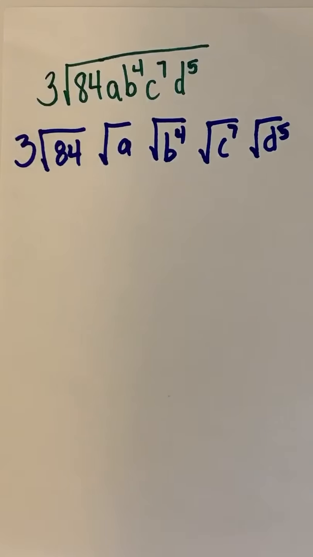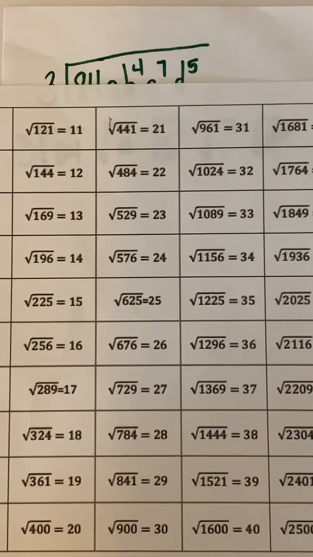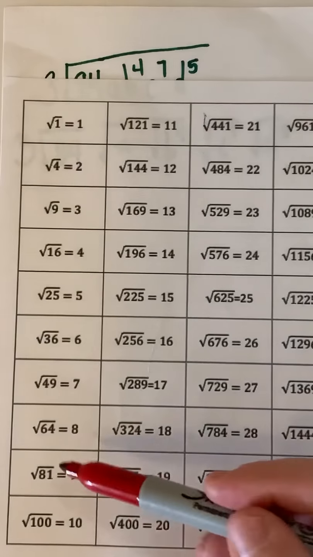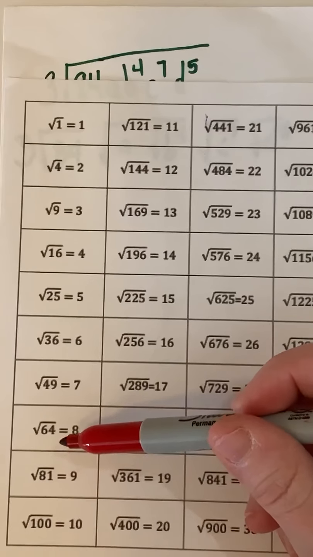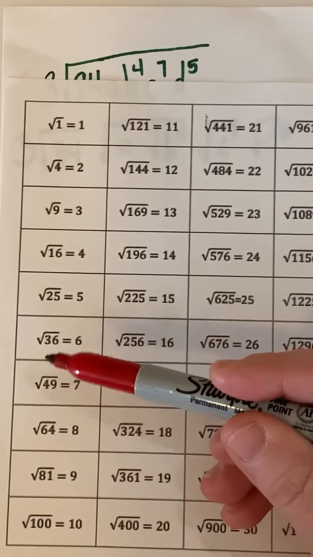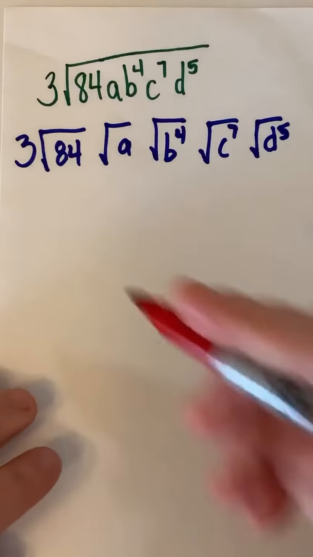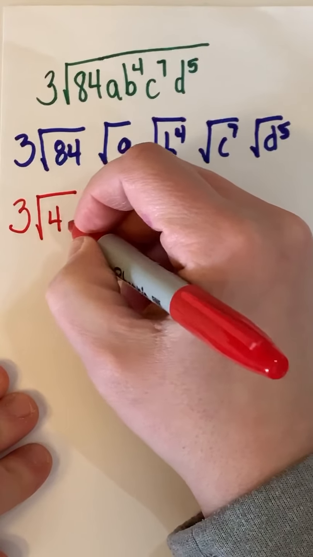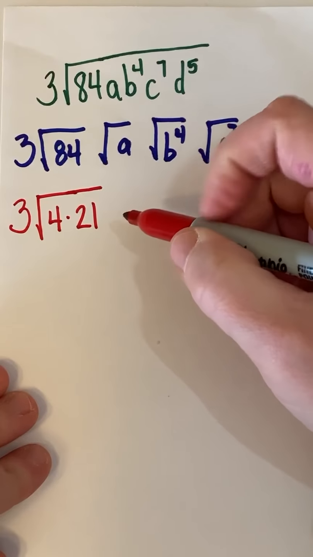Is 84 a perfect square? Well, if I'm looking at my perfect square chart, I can see that I'm not there. Okay, I can see that 81 is a perfect square, but 84 is not. So I'm going to keep dividing all the way until I find the perfect square that divides into it. And hopefully you went all the way to 4. So 3 times the square root of 4 times the square root of 21.